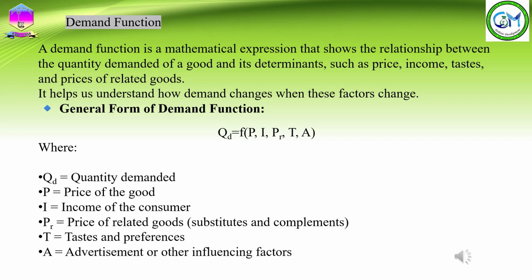Thus, the consumer's demand function can be written as QD = f(P, I, PR, T, A), where P is the price of the good, I is the income of the consumer, PR is the price of related goods, T is the taste and preferences of the consumer, and A is advertisement or other influencing factors. You may consider any factor according to your demand function. This demand function helps us understand how demand changes when these factors change.